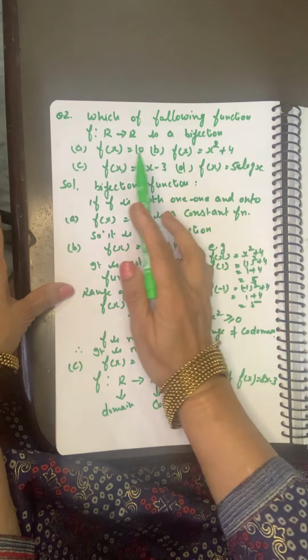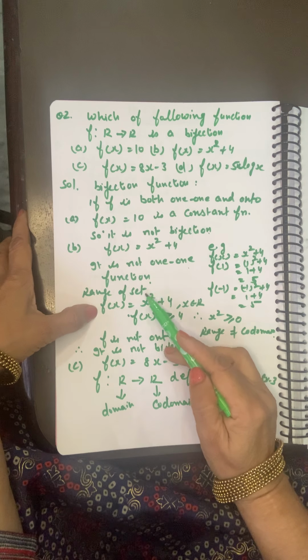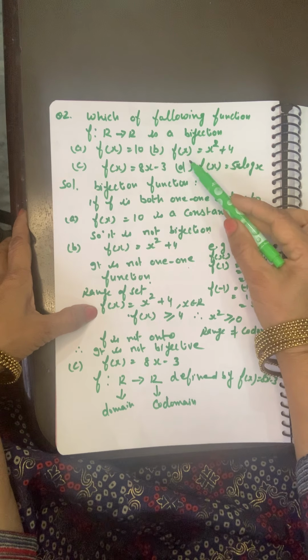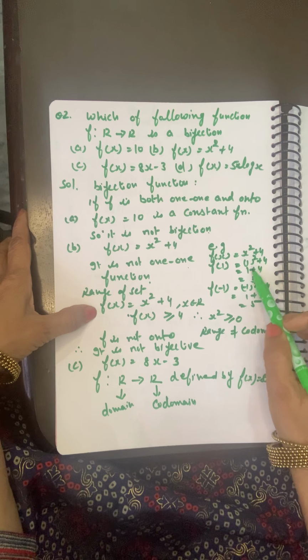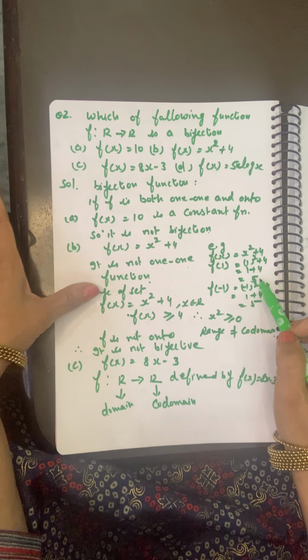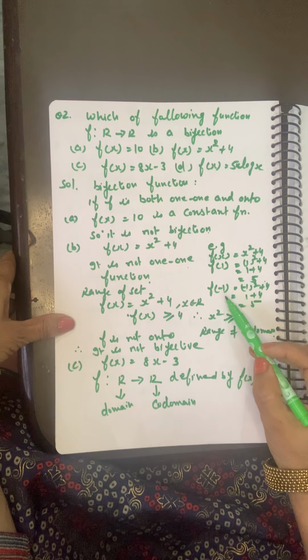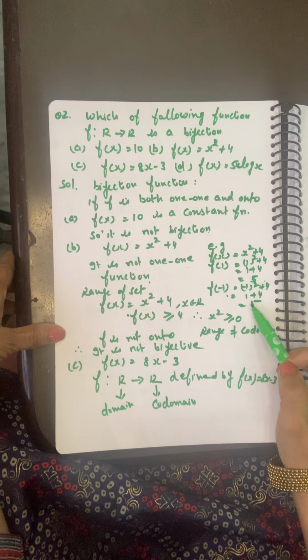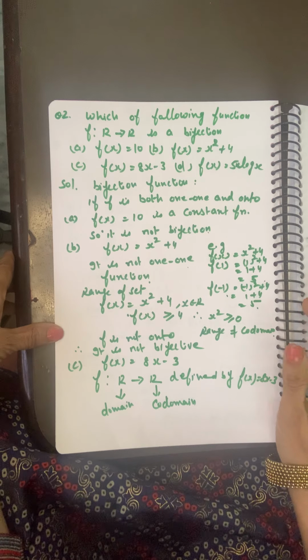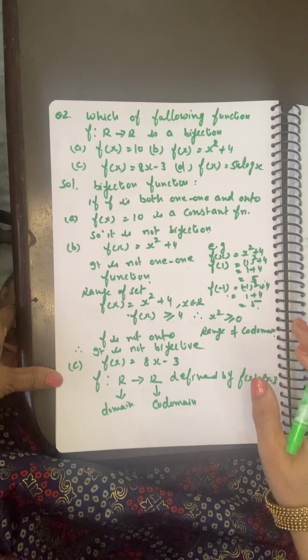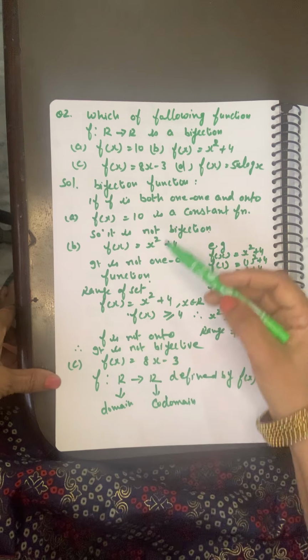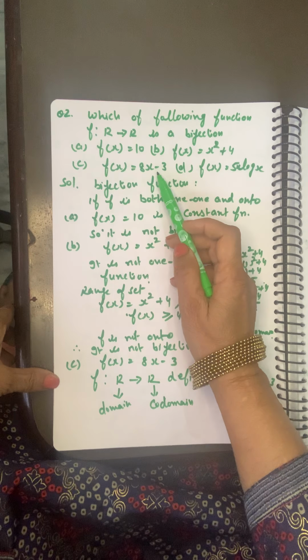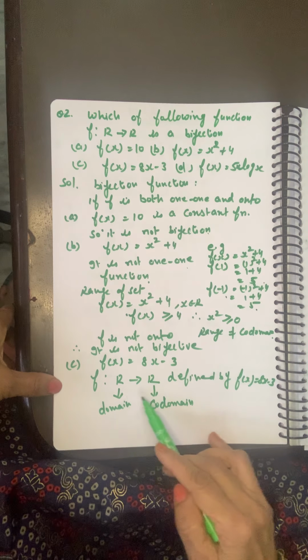The second option is f(x) equal to x square plus 4. It is again not a 1-1 function, because when you put x equal to 1, (1) square plus 4 is 1 plus 4, which is 5. Again, you put x equal to minus 1: (minus 1) square plus 4, 1 plus 4 is 5. So the function is not 1-1. Again, we have f(x) equal to 8x minus 3.